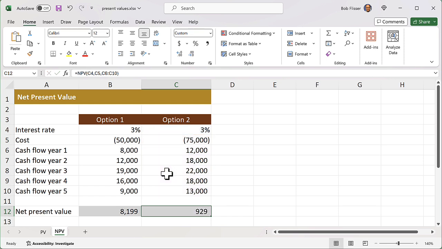So the result of this is pretty clear. The first option, which costs less and returns less, is a much better value than the option that costs more and returns more. PV or NPV might sound difficult or scary, but you see they really aren't complicated, and they can be pretty useful.